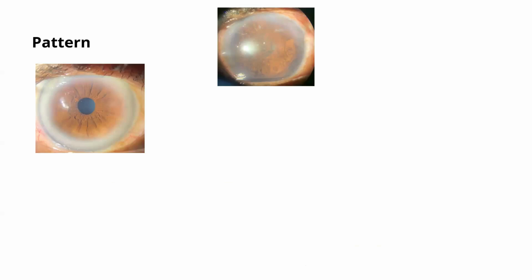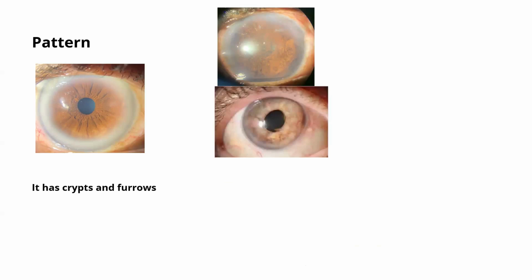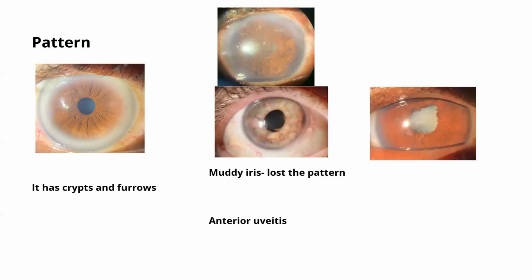What is the pattern? The normal pattern of the iris is that it has crypts and furrows. You have a central sphincter pupillae, and surrounding it, the mid-peripheral iris, you'll see crypts and furrows. This is the normal pattern of the iris. But sometimes you might see that there is a lot of fibrous exudate over it, or you see it is waterlogged, it is muddy, and you're not seeing the crypts and the furrows. This is seen in case of anterior uveitis.